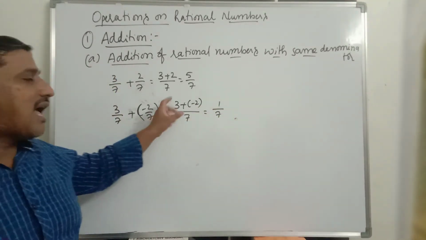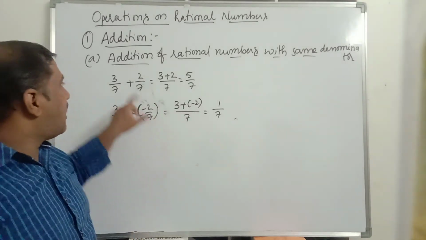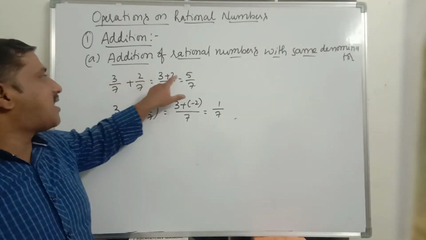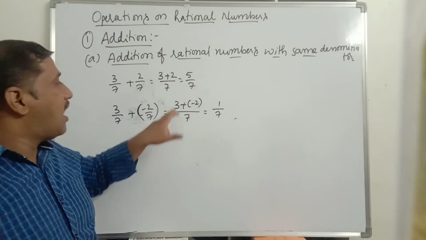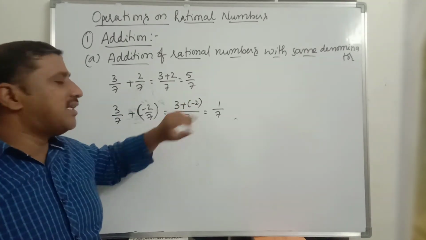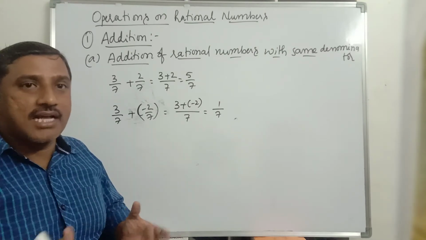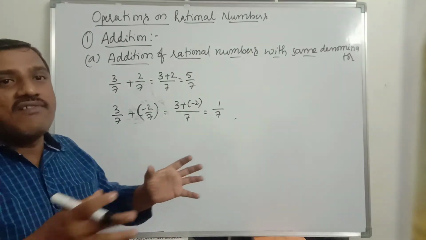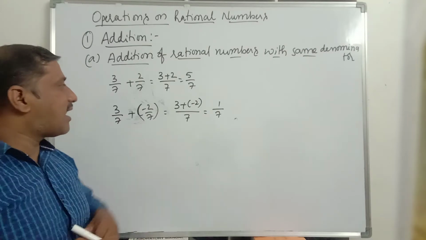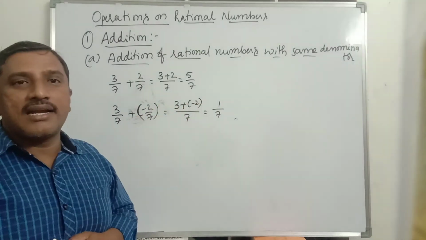So what we will do? We add the numerators. Here both are positive numerators, so we added just the numbers 3 plus 2 as 5. Here one numerator is positive, the other numerator is negative. So again we are using the concept of integers. When different signs are there, we will subtract the smaller number from the greater number and keep the greater number's sign.